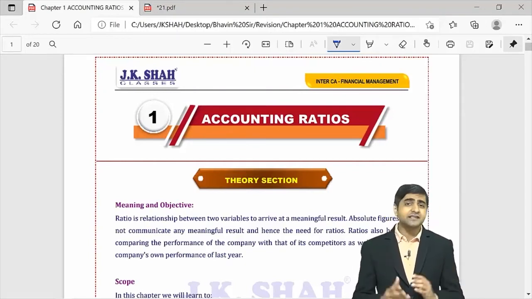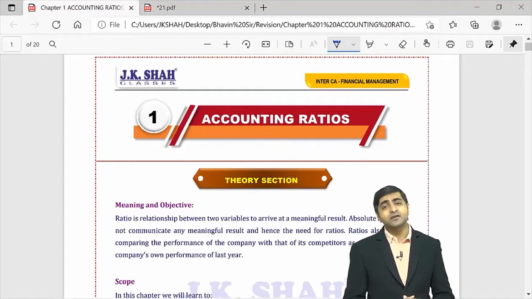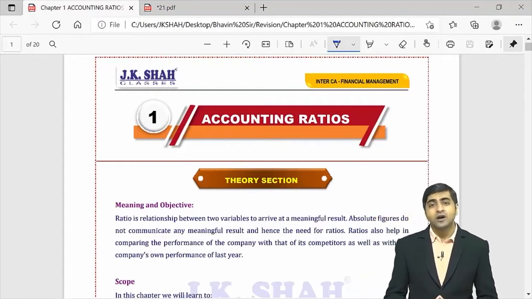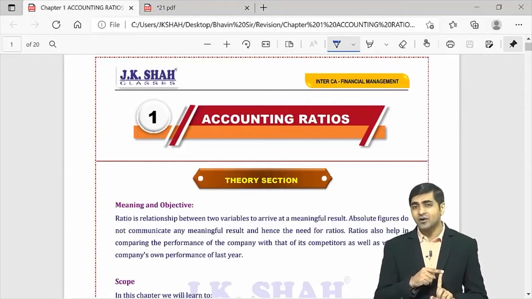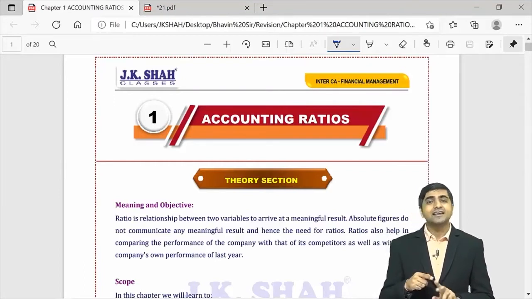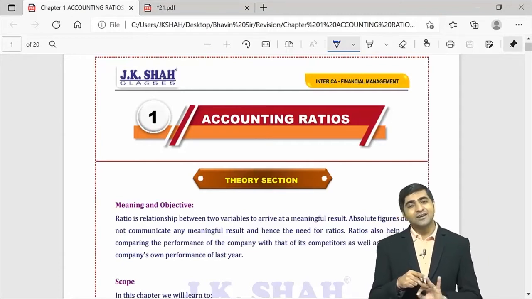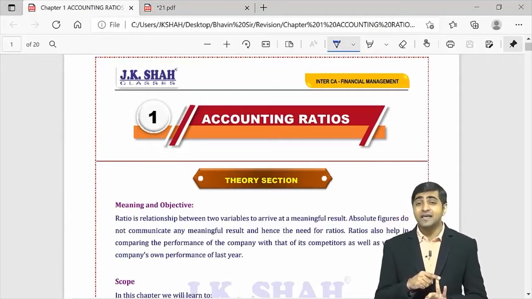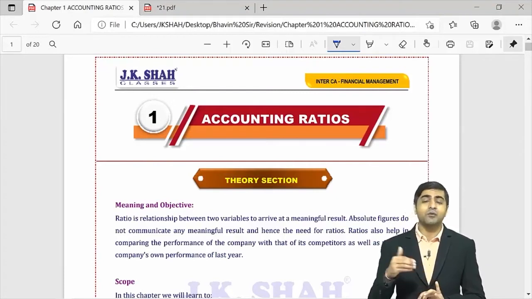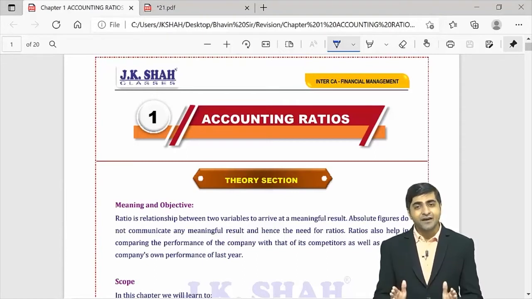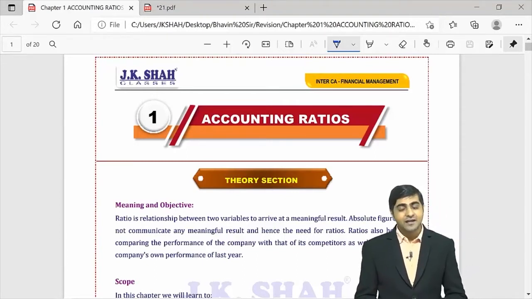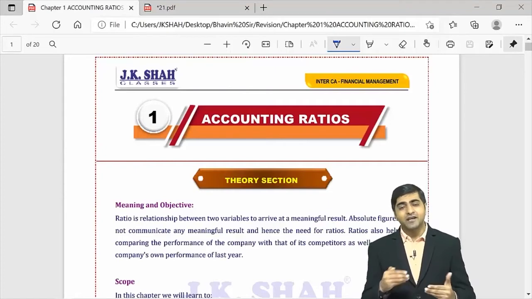So in your JKSC textbook, we have divided the total ratios into 4 main types, where the first type of ratio is called your balance sheet ratios. Then the second type of ratios are your mixed ratios. The third type of ratios are your P&L ratios, and the fourth type of ratios are your other important ratios. So guys, all the ratios we have classified into these 4 types. So we'll be revising ratio by ratio.